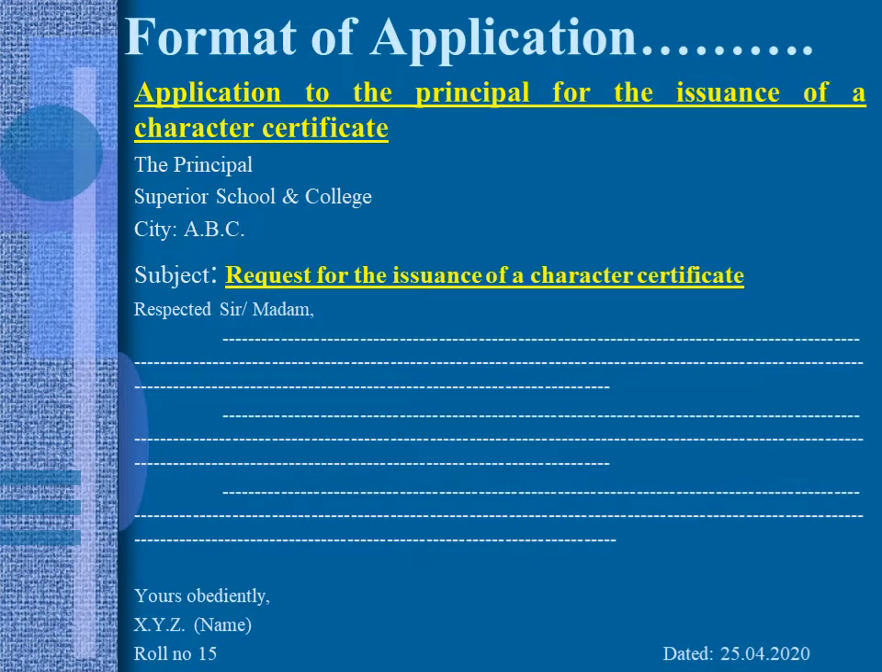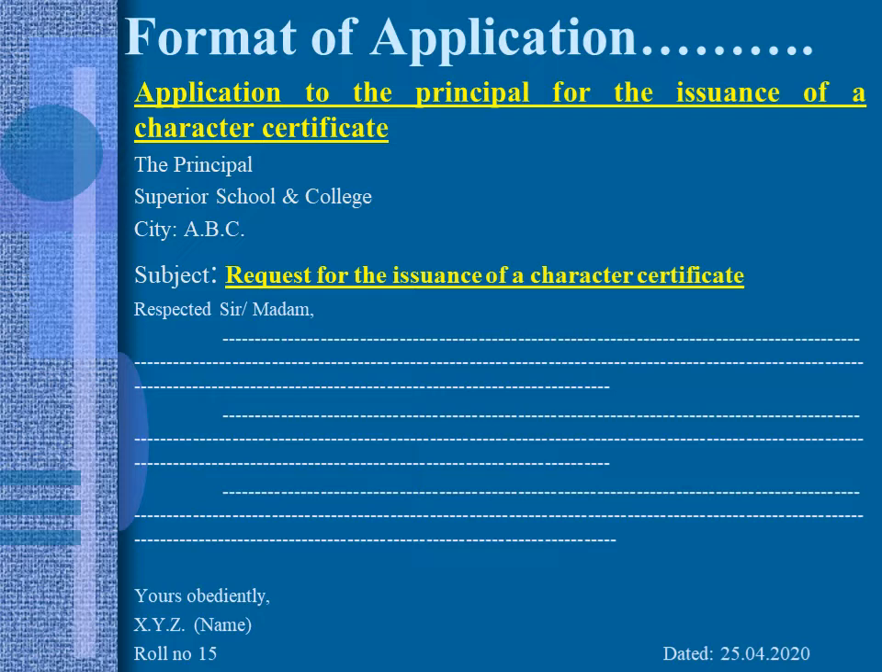All right, dear students, let's talk about the format of application writing. The first element of application writing is the heading, which includes the designation and the address of the person to whom you are writing your application. In case you are writing an application to the principal of your school, the heading will be: The Principal, Superior College and School, then city A dot B dot C. You have to be very careful in terms of using punctuation marks.